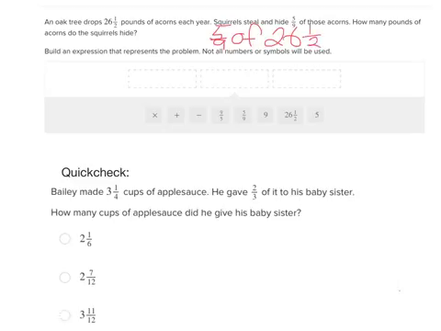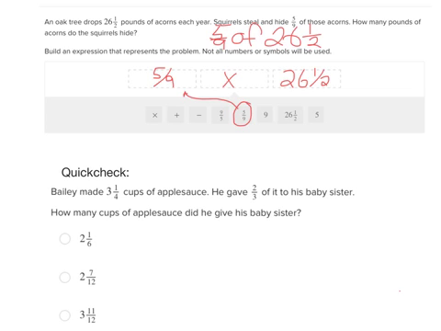So build an expression. I know that of means to multiply, so I'm going to take the 5/9 and put it in the first one. 5/9 of means times, and 26 1/2. So there's our expression. That would figure out how many pounds of acorns the squirrels hide.